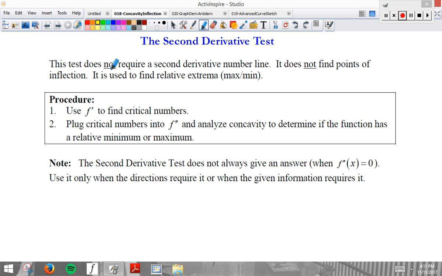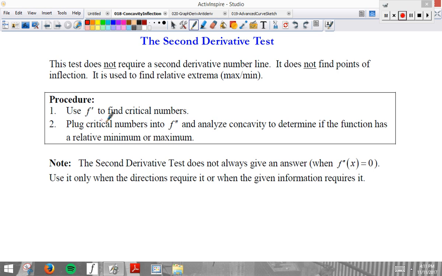However, this test does not require a second derivative number line, nor will this test have anything to do with finding points of inflection. Again, it is only used to find relative extrema, maxes and mins. It's going to be a quite simple procedure. We are going to still use f prime to find the critical numbers. Critical numbers will still be the only possible locations of relative extrema.